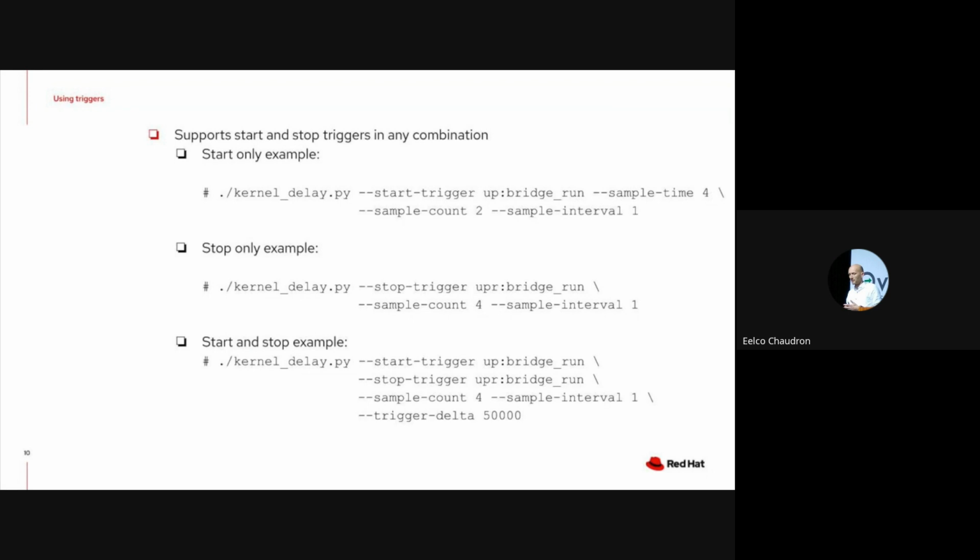And then finally, the stop and start trigger example here. It will start when the bridge run function is called, and it will stop when the bridge run function is completed. And it will take 4 samples with an interval of 1 second. But those 4 samples are only captured if the trigger delta is more than 50 microseconds. So if the bridge run function does take less than 50 microseconds, it's not captured.